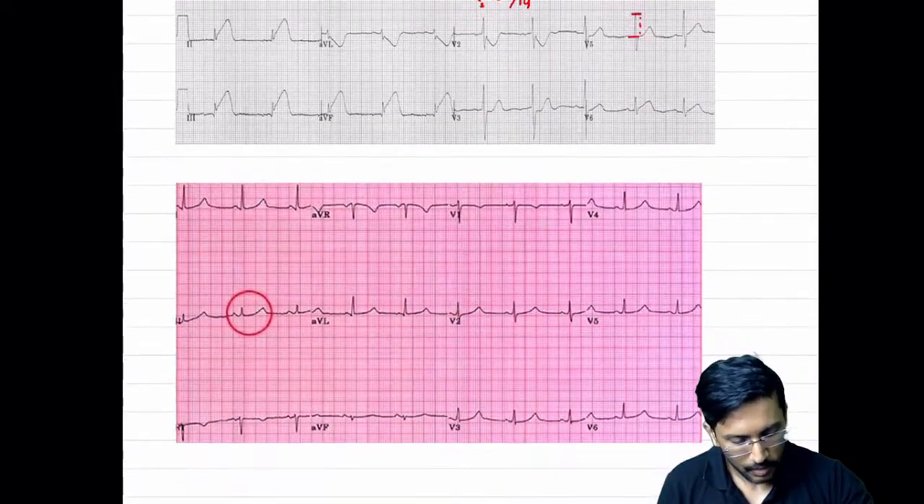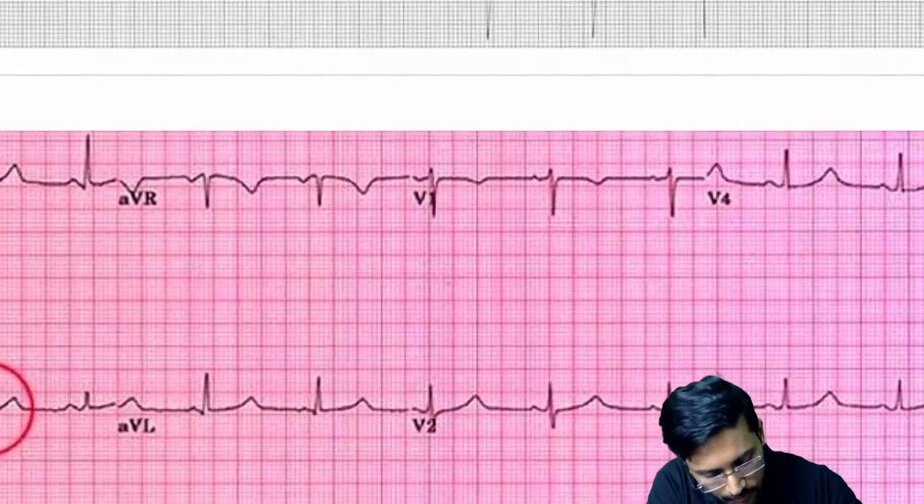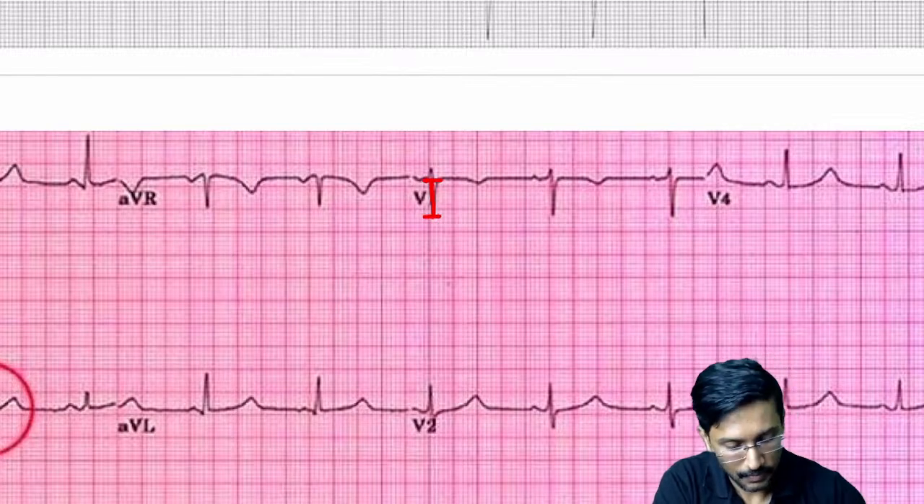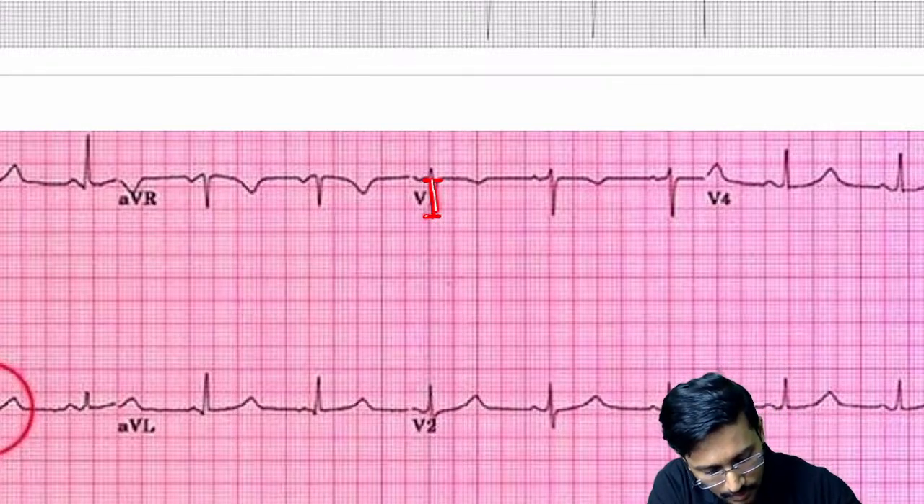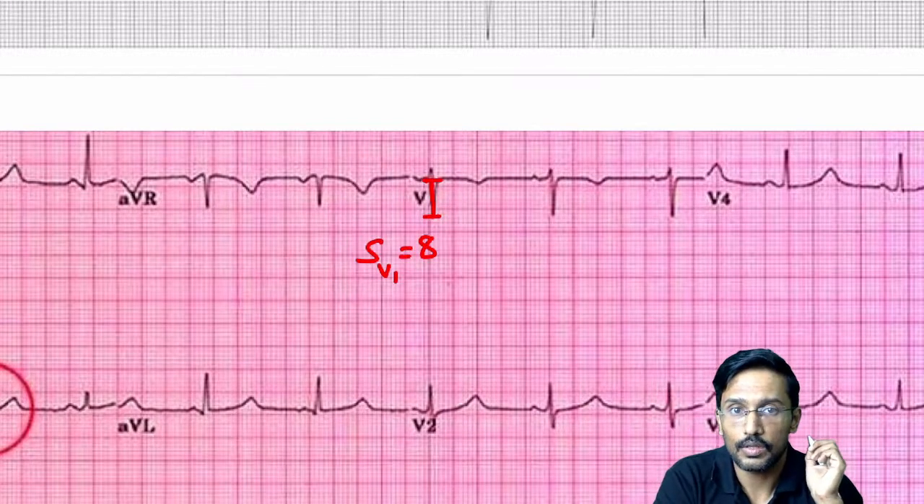Okay. Now what about this ECG? Does it have left ventricular hypertrophy? S in V1 is clearly visible. This is the S in V1. If I mark it, if you are able to see this, this is S in V1. So this is 1, 1.5. So this is around 8, right? S in V1 is equal to 8 on this ECG.